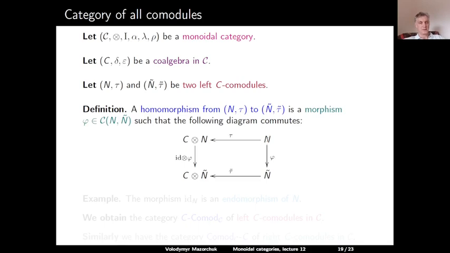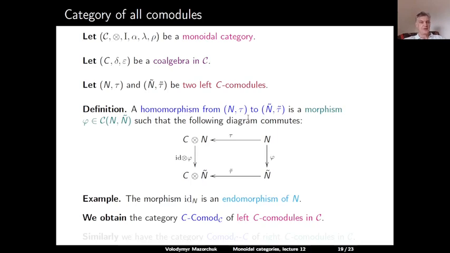We can start with n, go by phi, and then use the coaction tau tilde to go to C tensor n tilde. Alternatively, we start with n, we coact to go to C tensor n, and then we go by phi to C tensor n tilde. This should commute. And again, the trivial example is that the identity morphism is an endomorphism of any comodule.